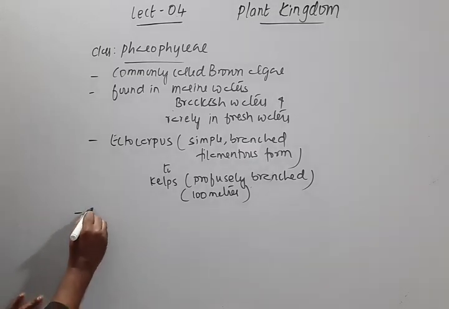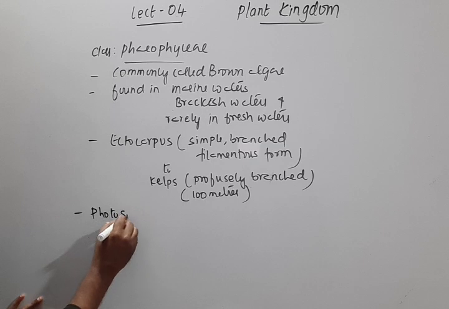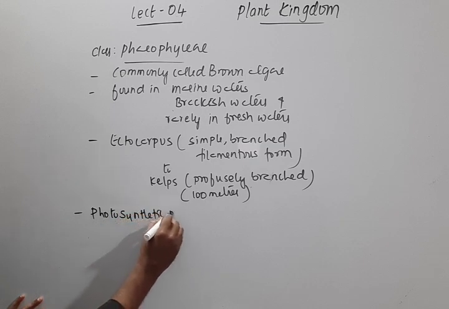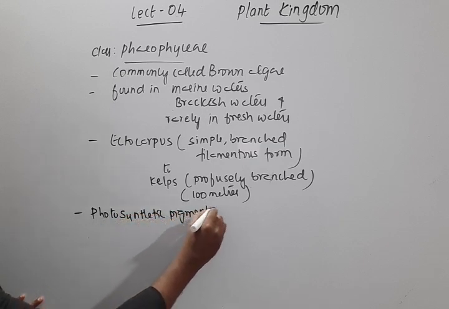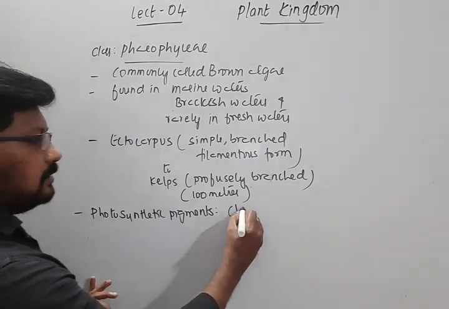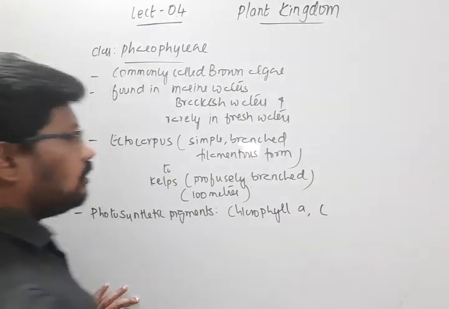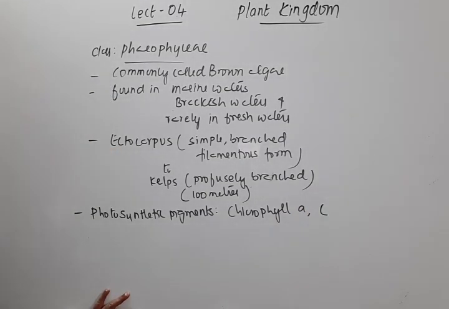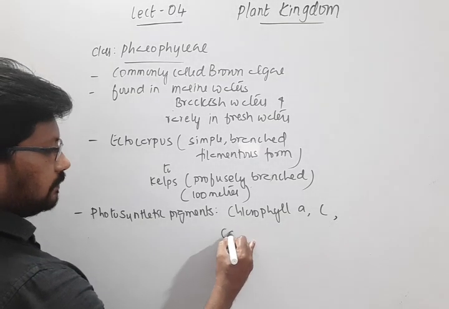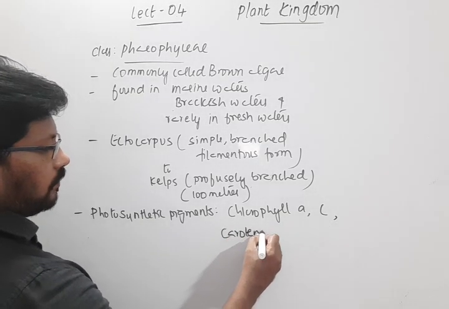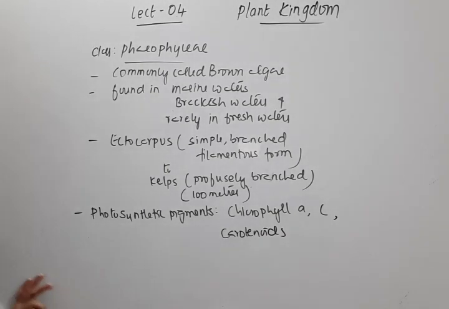Coming to photosynthetic pigments, the photosynthetic pigments are chlorophyll A and chlorophyll C. Along with that, they also have carotenoids.